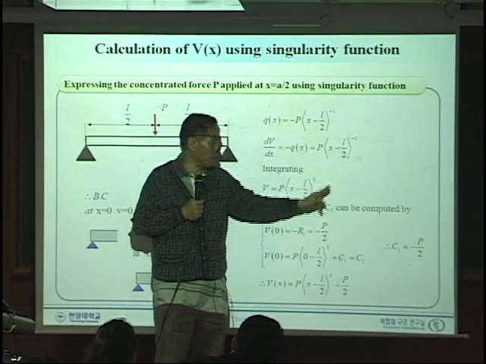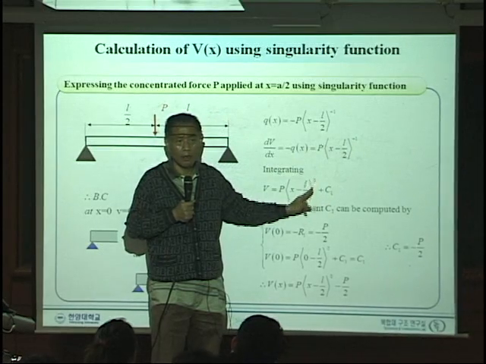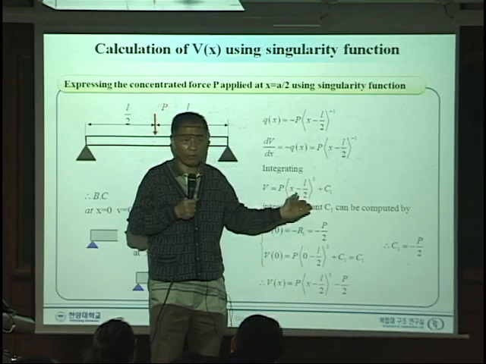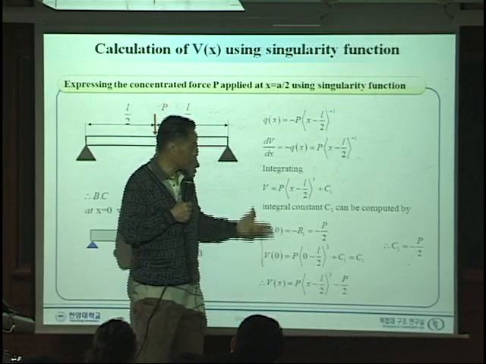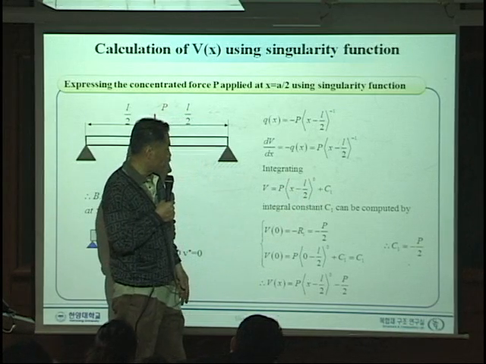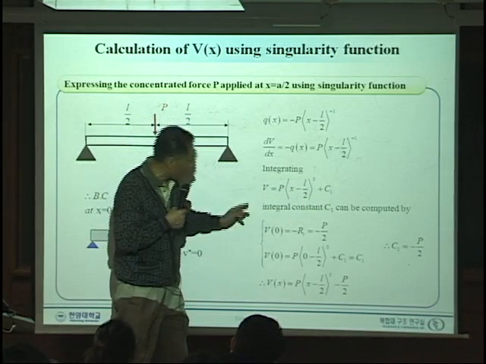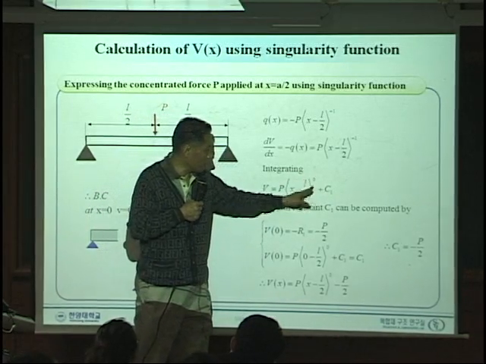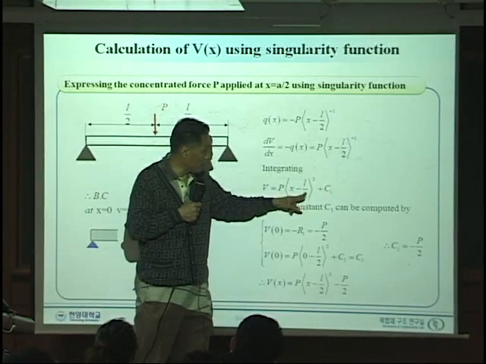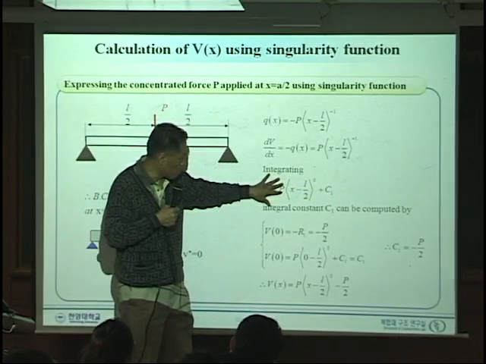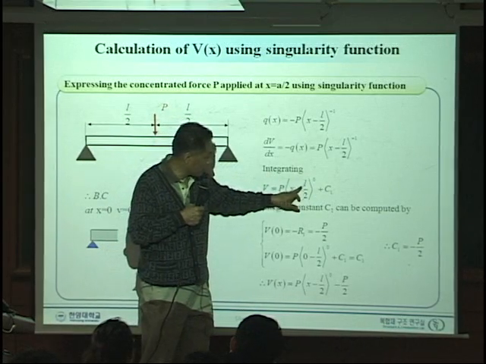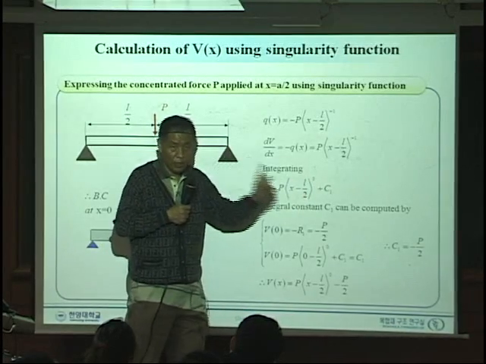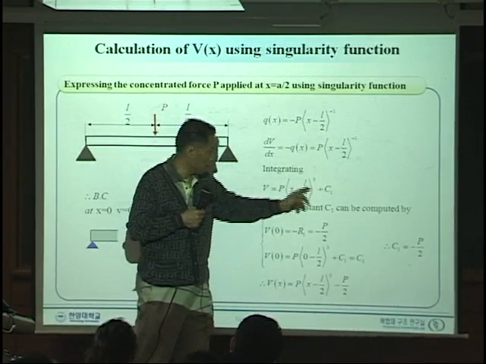Remember when we integrate, how do we integrate this one? The power of minus 1 becomes simply power 0, and there is an integration constant. It's very straightforward and very easy to follow, very similar to a regular parenthesis. And now how to interpret this expression? Well, by definition of the singularity, if x is less than L over 2, this will disappear. And if x is greater than L over 2, this will be what? 1, right? It's 0 power. So that's P plus C1.